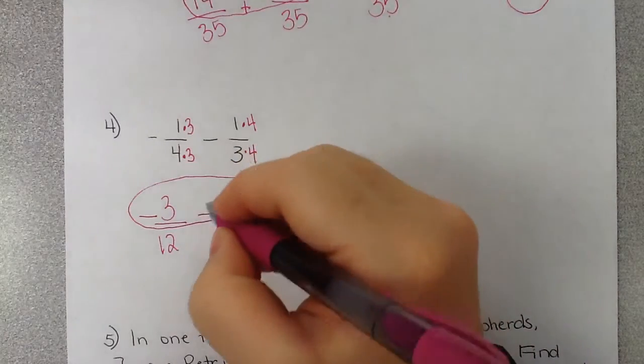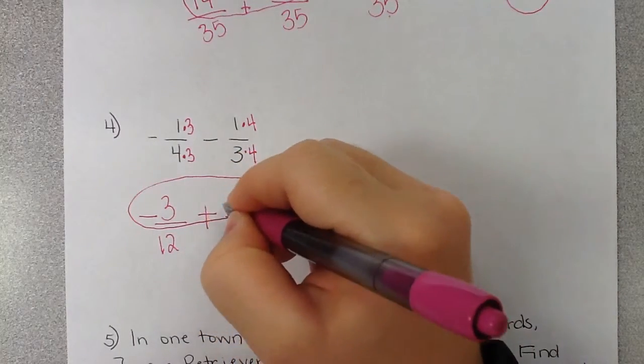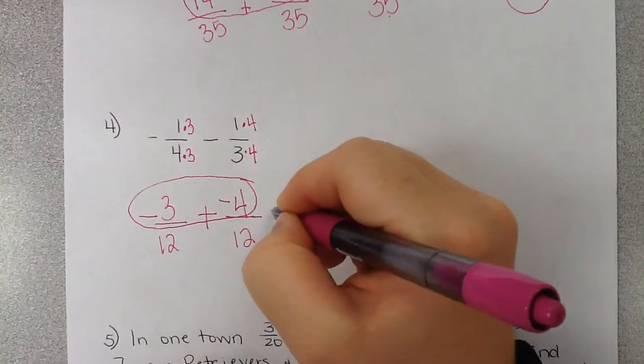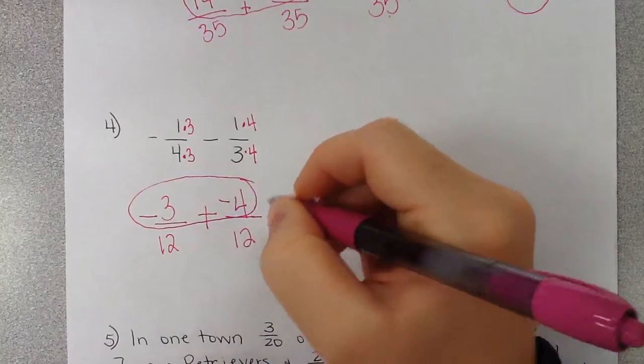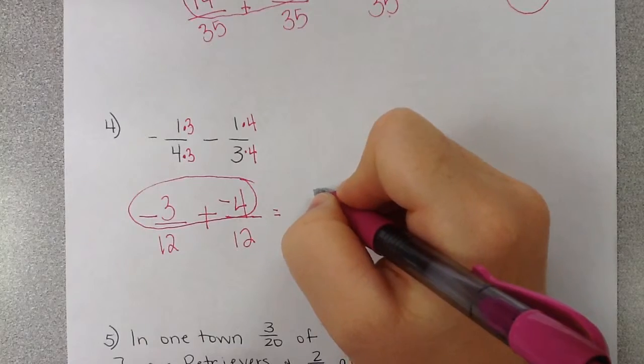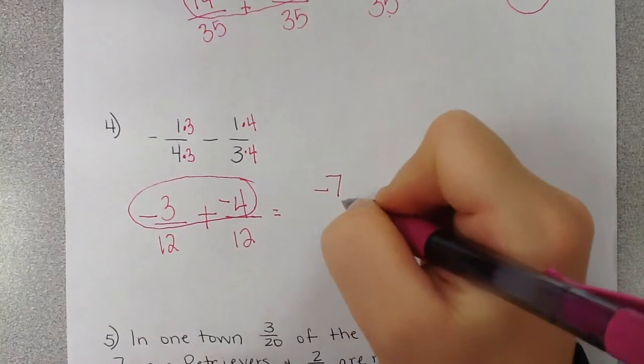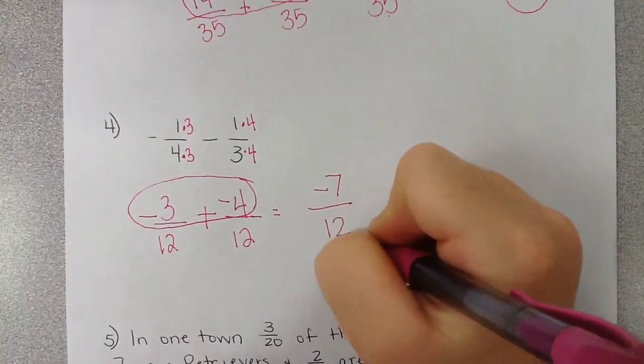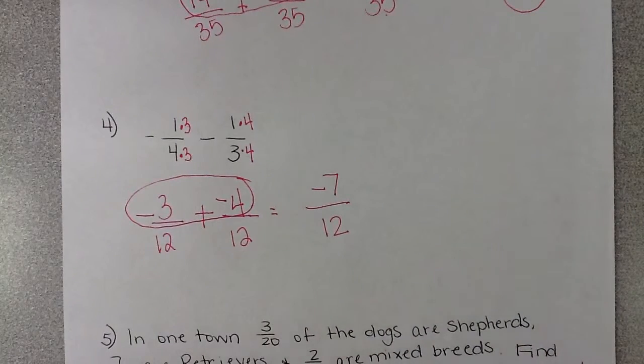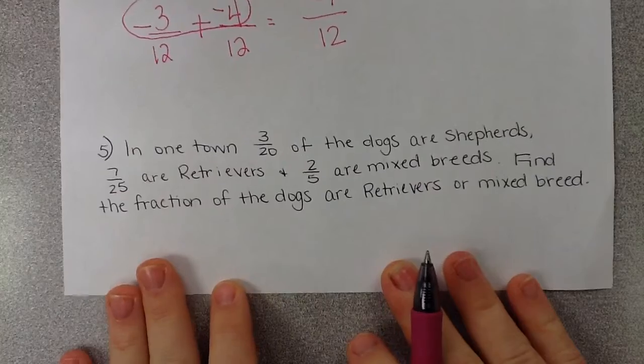It's a subtraction, so what's the rule? Change the sign, change the neighbor. Negative 3 plus negative 4. Negative 7 over 12. Nice job. Let's take a look at this last one.